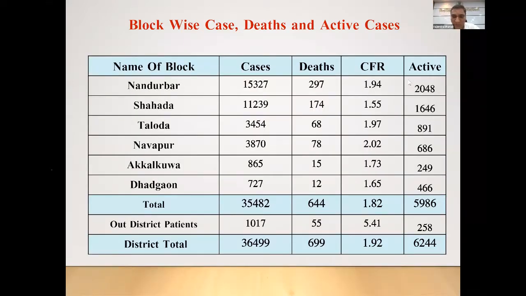So this was the situation a few days back, where out of 36,000 cases, 699 people died. And in that entire scenario, around 1,000 patients were detected and treated who were from outside Nandurbar district. They came from Madhya Pradesh, Gujarat, Nasik, Jalgaon. So neighboring district people also started coming to Nandurbar because we have so many beds vacant.